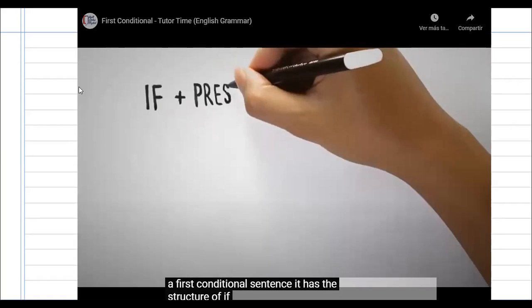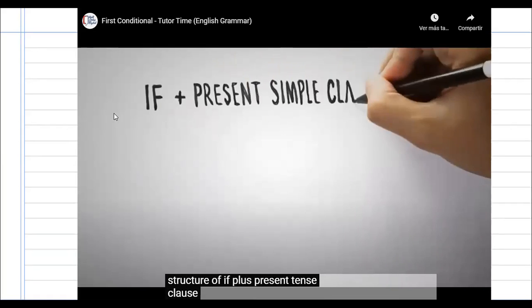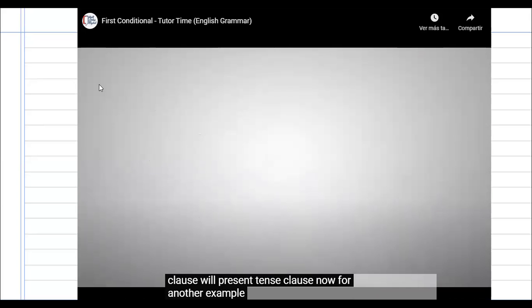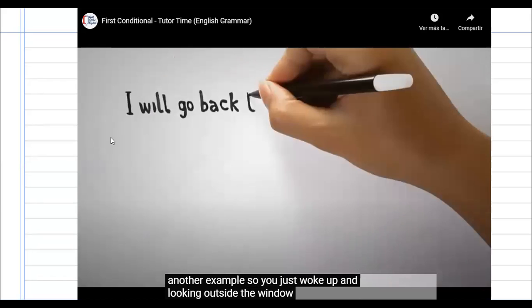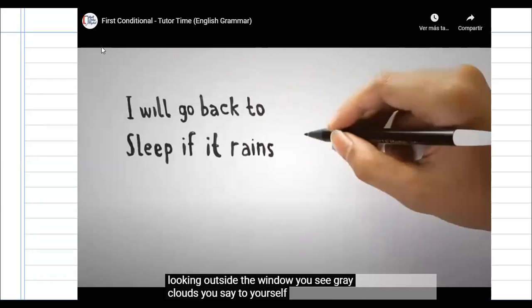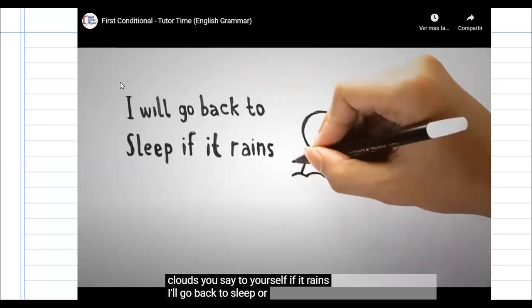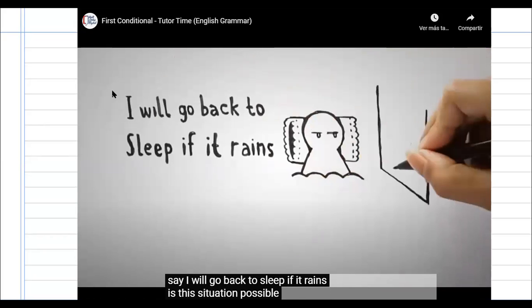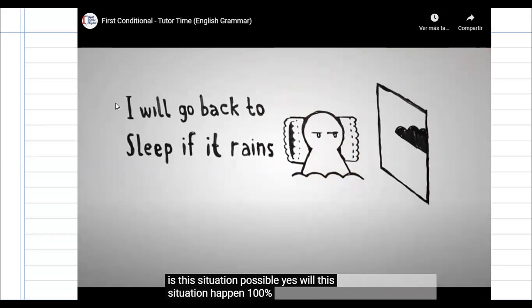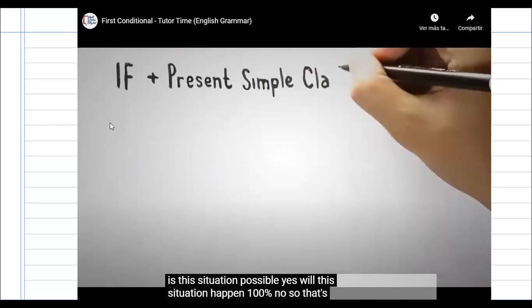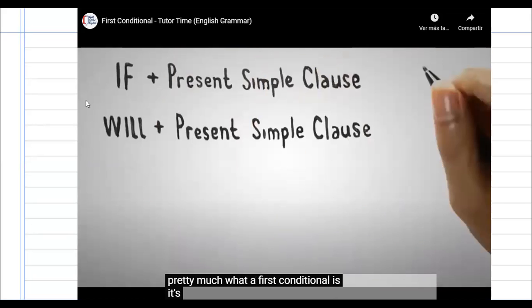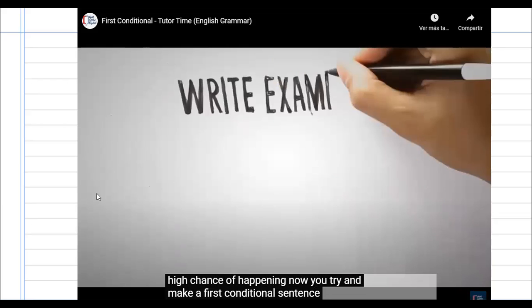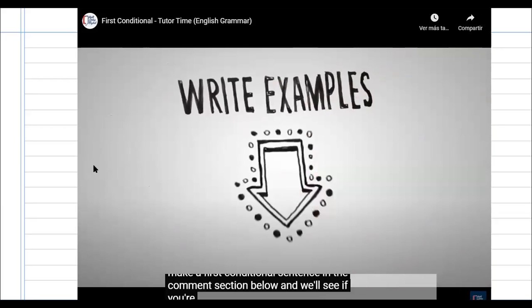It has the structure of if plus present tense clause, will present tense clause. Now for another example. So you just woke up and looking outside the window, you see grey clouds. You say to yourself, if it rains, I'll go back to sleep. Or you can also say, I will go back to sleep if it rains. Is this situation possible? Yes. Will this situation happen 100%? No. So that's pretty much what a first conditional is. It's to talk about things that have a high chance of happening. Now, you try and make a first conditional sentence in the comment section below, and we'll see if you're correct.